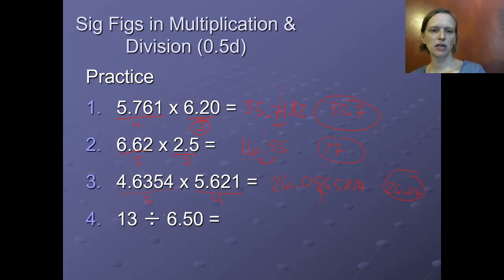And lastly, 13 divided by 6.50. If you put the problem into your calculator, you find out that the answer is 2. However, 13 has 2 significant figures and 6.50 has 3 significant figures. So our answer should have 2 significant figures. Right now I only have 1 significant figure. Where do I get another significant figure? By adding in a decimal point and a 0 after the decimal point, this number now has 2 sig figs, and this is the correct answer for chemistry. It shows the level of precision reflected in the measurements.